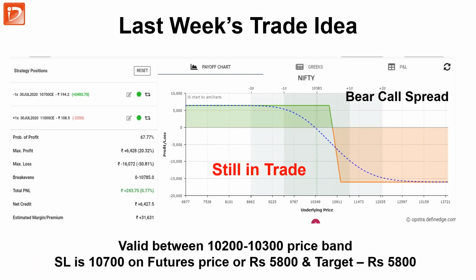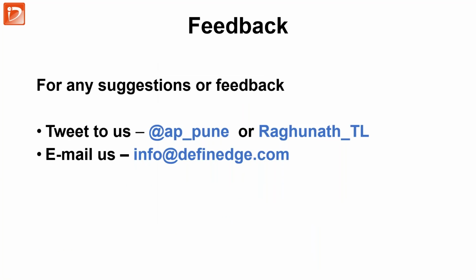Now coming to last week's trade, we are still in this trade. Last week it was around 2000 loss. Now we are around 10,600. So we will wait and see what will happen. Our break even is around 10,785 till July expiry. So AP, if you don't have any more questions, you can take over the session. Yeah, I think that's good enough. Okay, I'll take over.